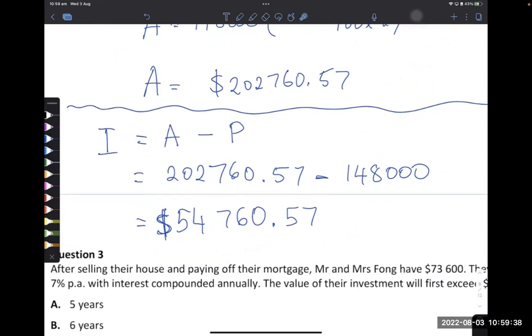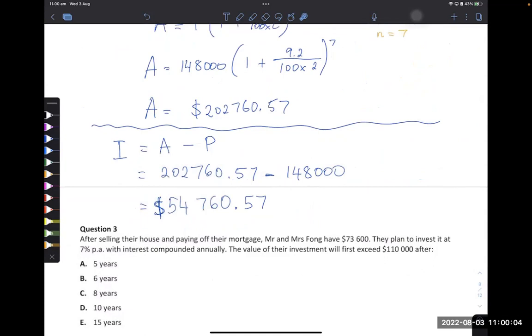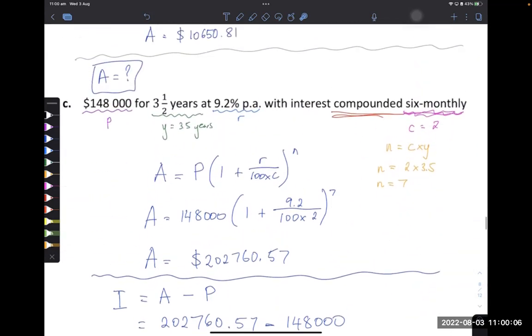Yes, over 3.5 years, you accumulated $54,000 of interest. So if you invest, you get back money. All right, you get back this much money back into your pocket. Does that make sense? It's extra. Think of it as like profit for yourself, yeah? So are you gaining or are you losing? Gaining, correct.